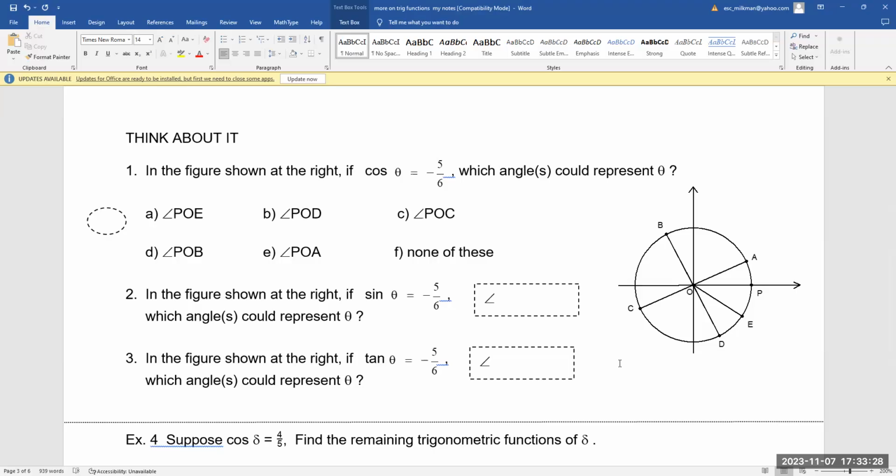In the figure shown at the right, the cosine of theta is -5/6. Which angle or angles could represent theta? Angle POE, angle POD, angle POC, there's O to C, POB, remember we named this with 3 letters, POB is this quadrant 2 angle, POA is in quadrant 1, or none of those. I want you to go ahead and see if you understand the concept of all students take calculus.